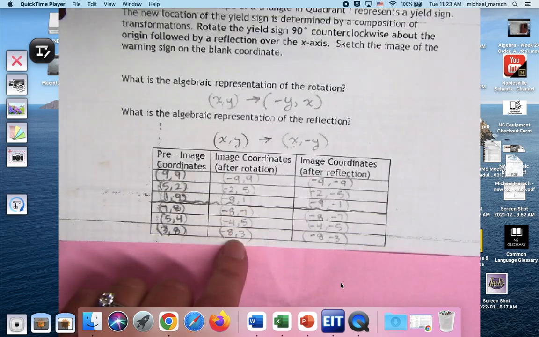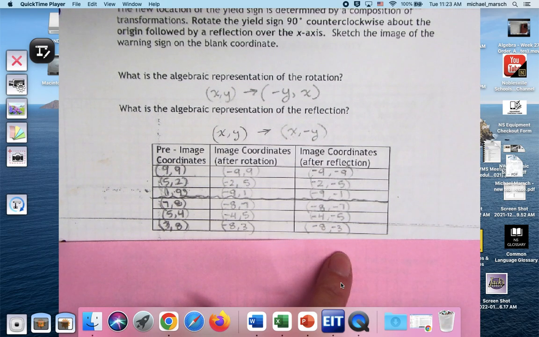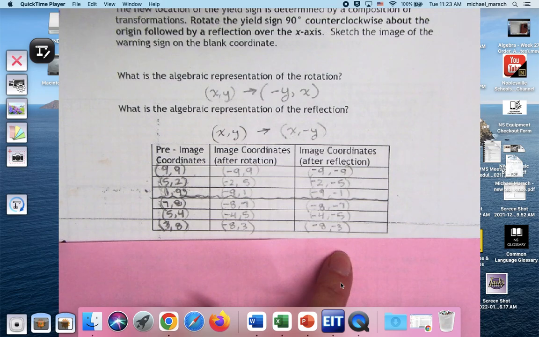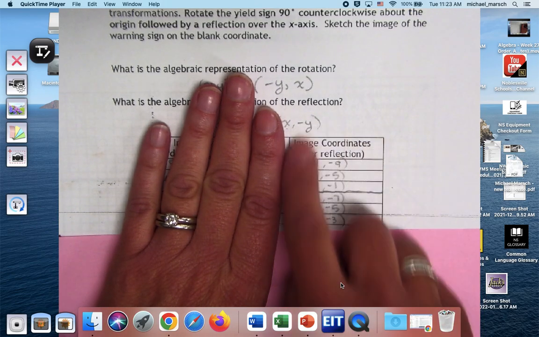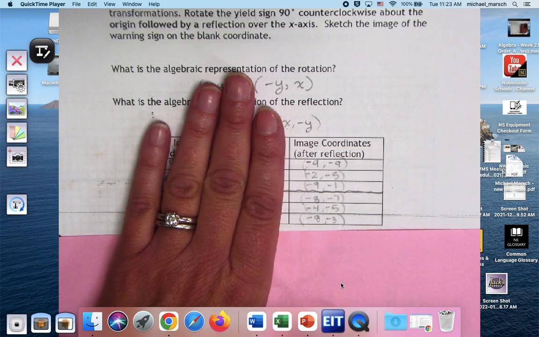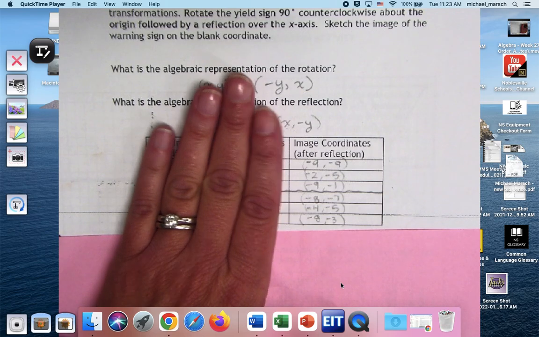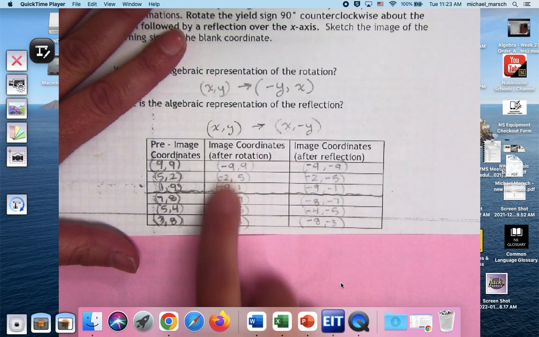The rotation, and then the images after the reflection. Does that sound familiar? So after you have these coordinates, remember you're only going to graph these two triangles on that coordinate plane page. We're not going to graph this because we're not done with our transformations.